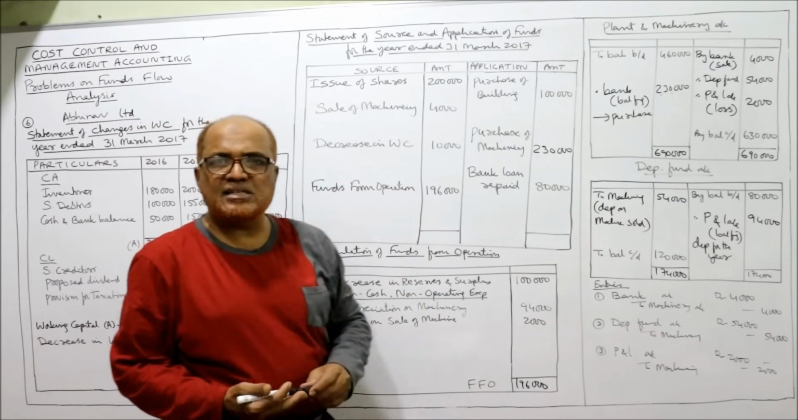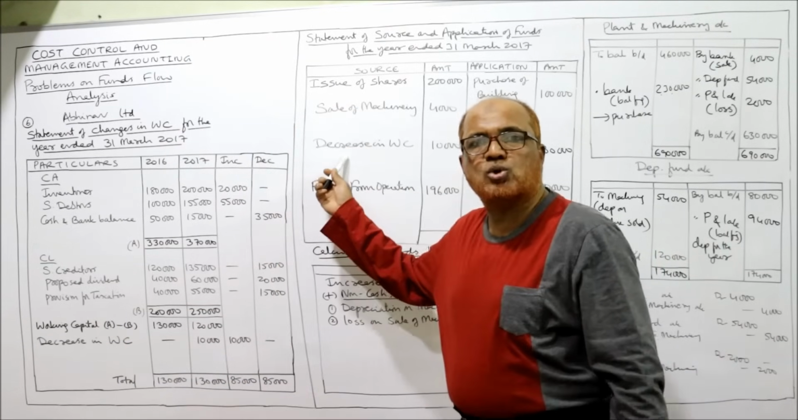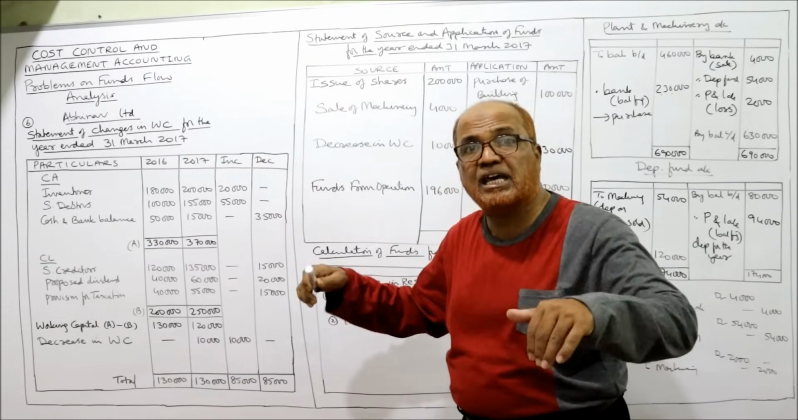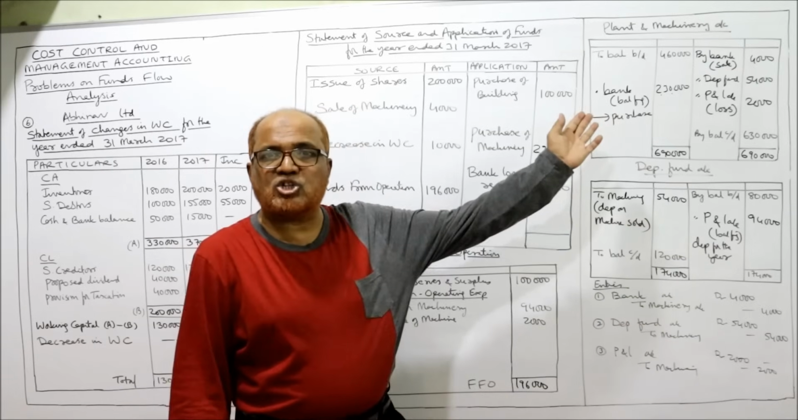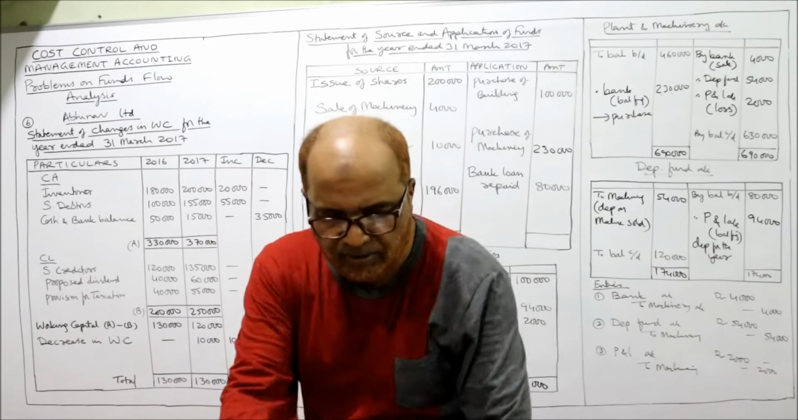Over. Now decrease in working capital. This decrease in working capital should be taken on the source side. Previous problem we were having increase. Increase will be shown on the application side. Decrease in working capital, source side. That's all. We have taken all the items.